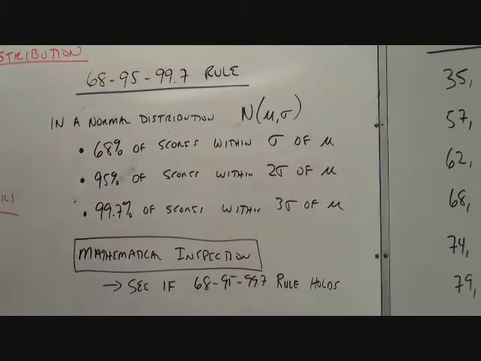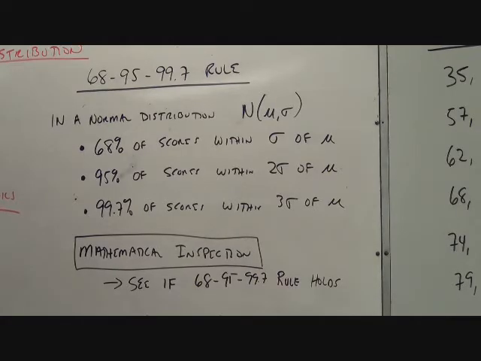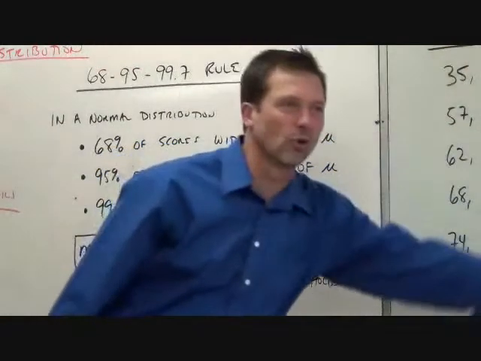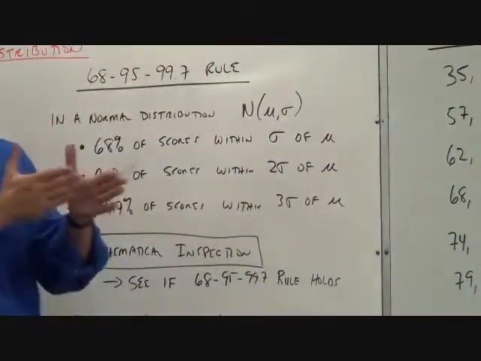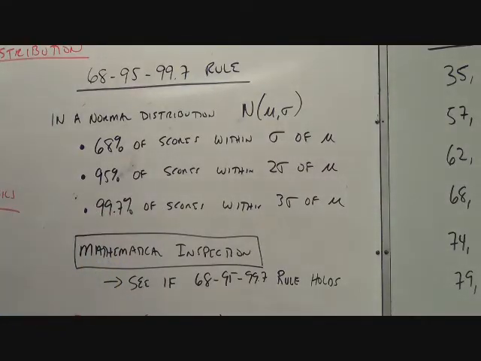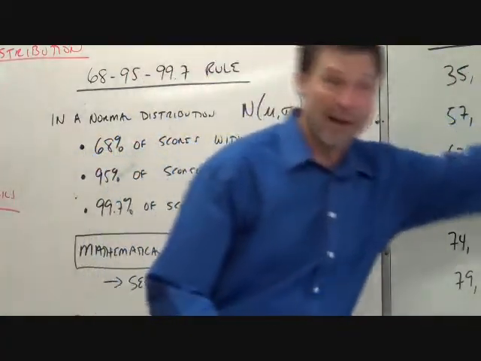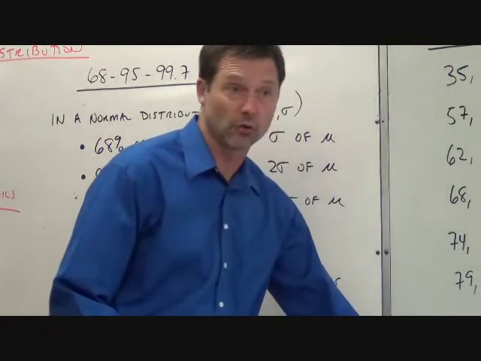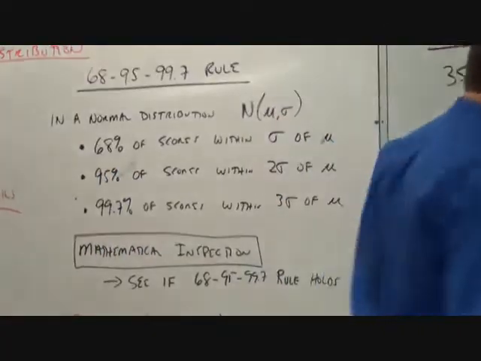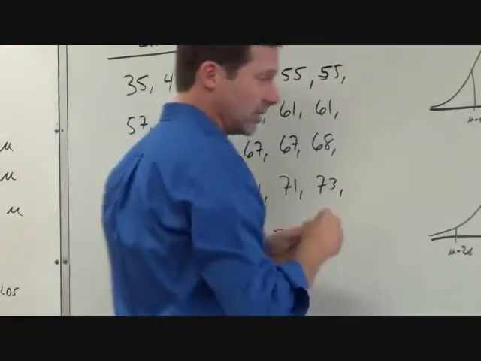Here's what this rule is saying. If the data that you have is normally distributed, then right about 68% of the scores will be within 1 standard deviation of the mean. So if this data was perfectly normally distributed, about 68% of these 33 total scores would be within a range of 1 standard deviation of the mean.